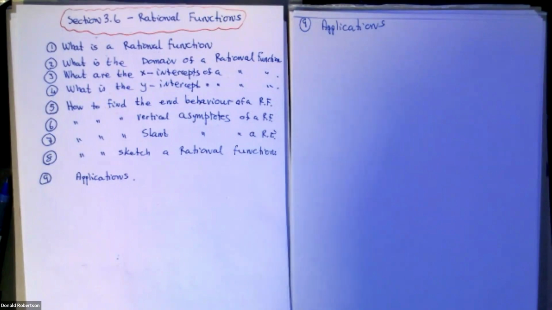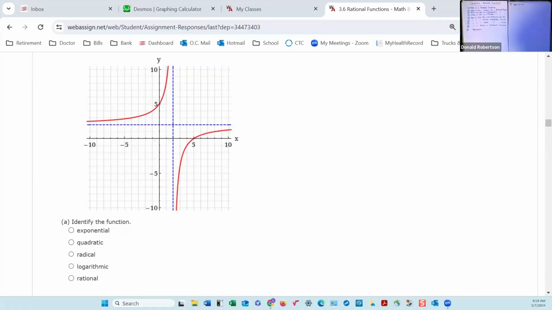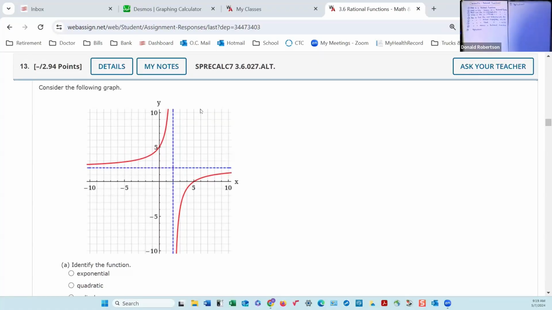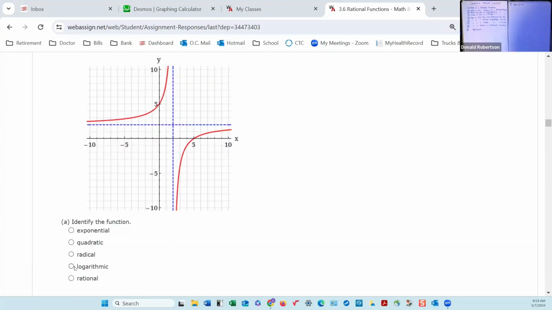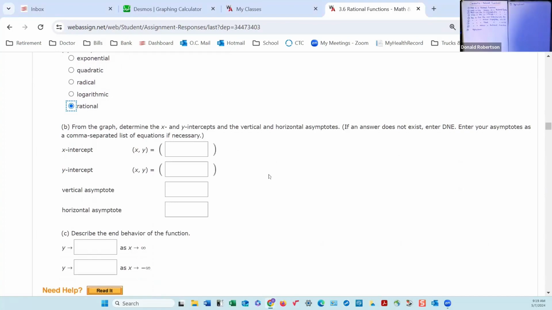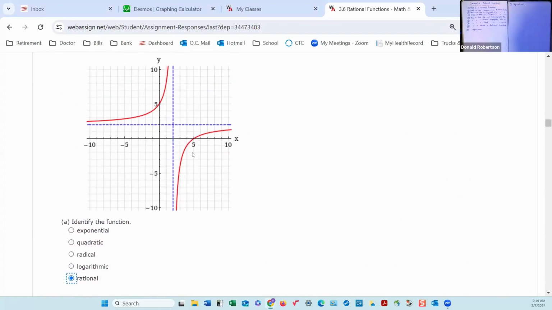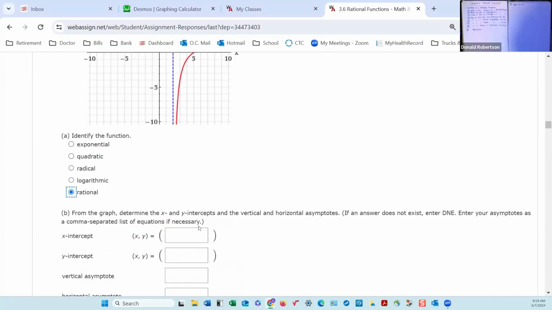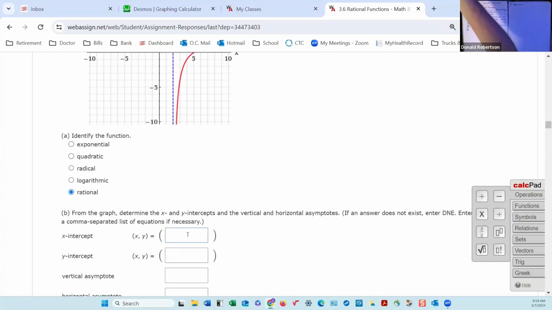So the first one I'm going to do is just jump over to the homework and show you what it looks like. Right. Now, this fella here is clearly a rational function. Can you see it's got a horizontal and a vertical asymptote? So I'm going to call it a rational function. Now, from this, let's find the x-intercept. Well, the x-intercept is there, and as you can quite clearly see, it's a coordinate they want, not 5, but they want the coordinates, which is 5, 0.